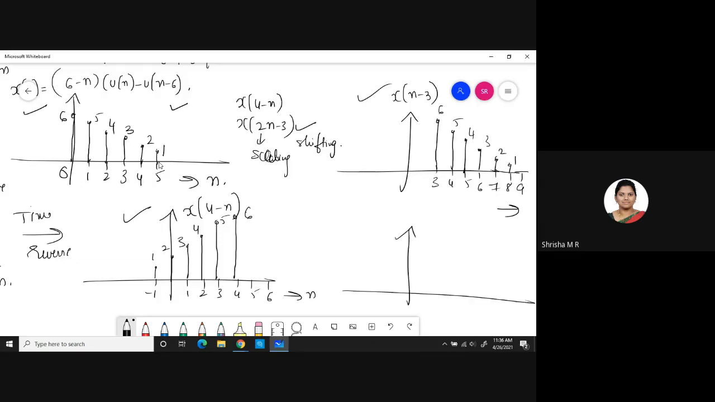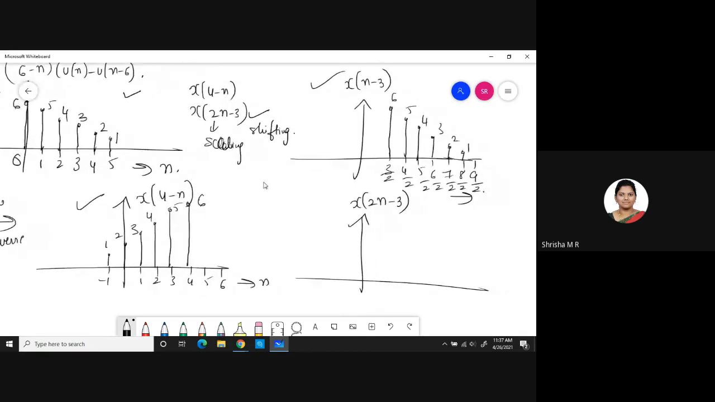So now I have to plot x of 2n minus 3. That is, I have to scale it by a factor 2. If I scale it by a factor 2, what happens? The signal will be compressed or expanded? Compressed. It will be compressed, right? Because the scaling factor is an integer. So the signal will get compressed.